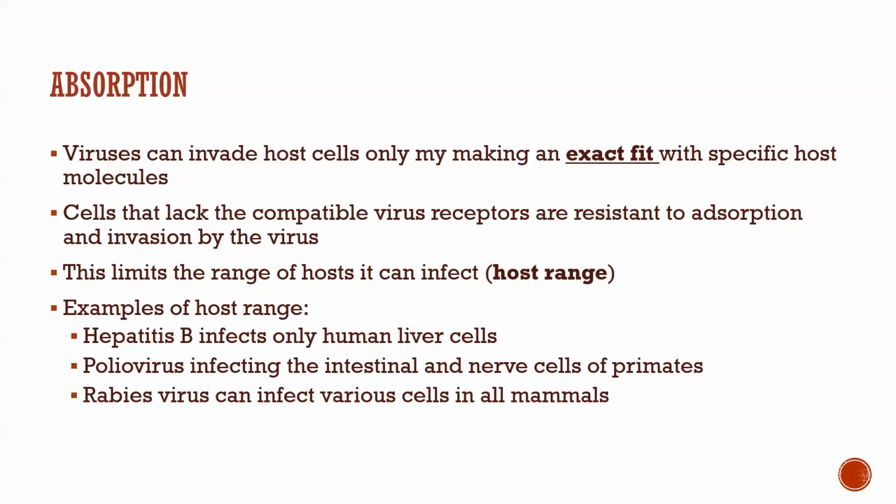Another example would be poliovirus. It can infect intestinal and nerve cells of primates. So this one has a little bit broader host range, meaning it could infect chimpanzees or orangutans and humans, but only intestinal and nerve cells. Rabies virus can infect pretty much any type of cell in all mammals. So this one of our three examples has the widest host range.